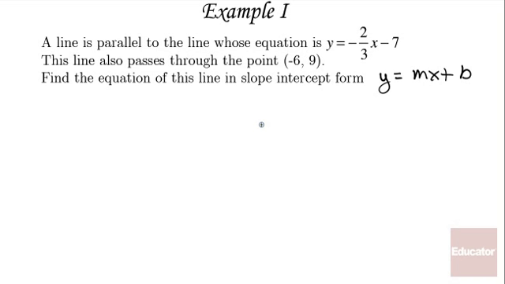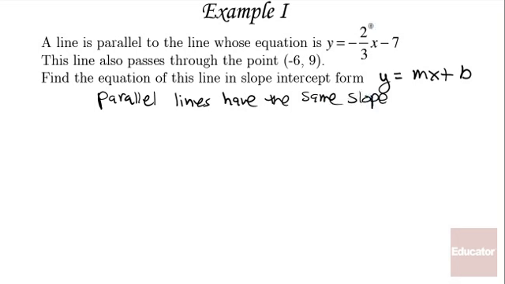Okay. I am told, first off, that this line that I want to find in slope-intercept form is parallel to a line whose equation is given here. And this is also in slope-intercept form. Remember that parallel lines have the same slope. Therefore, the slope of this line up here is negative 2/3. That means the slope of the line that I want to find is also negative 2/3.